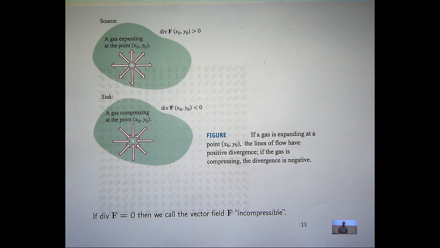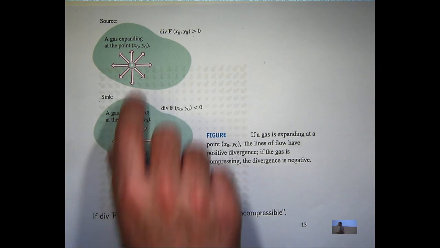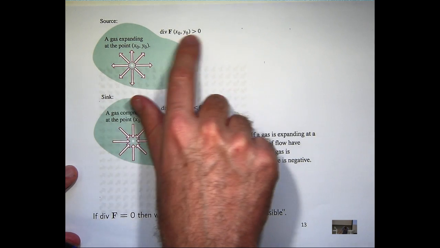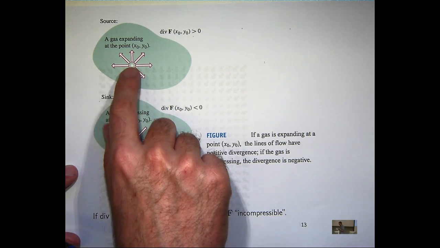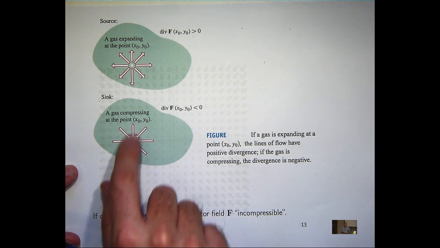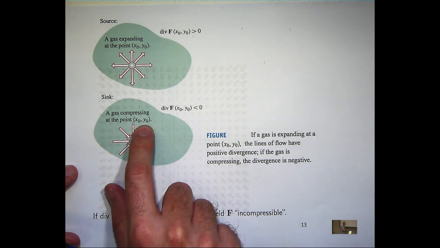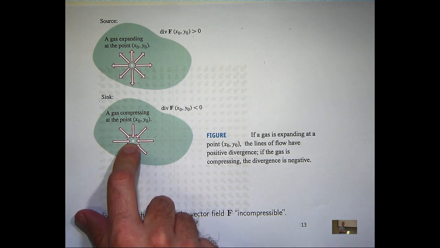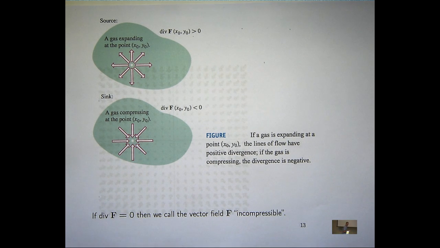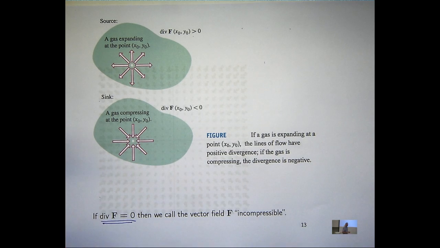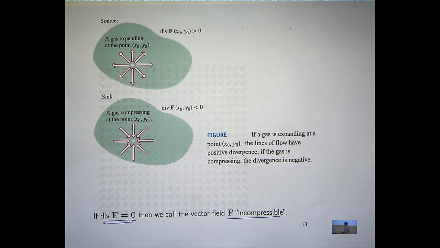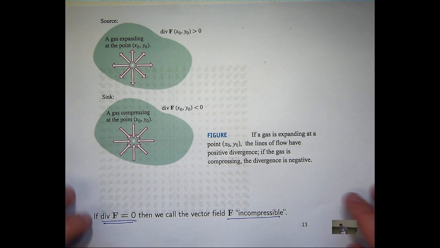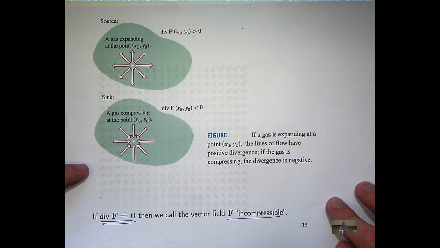Okay, so here's some simple pictures of what I've just said. Here, for a gas, the divergence is positive, the gas is expanding at the point of interest, and we would call that point a source. Here the divergence at this point is negative, so the gas is compressing at that point. We would call that point a sink. Now, if the divergence is 0, then we call the vector field F incompressible. And you may have heard of, for example, incompressible fluids. Well, mathematically speaking, this is what we mean when we talk about an incompressible vector field.